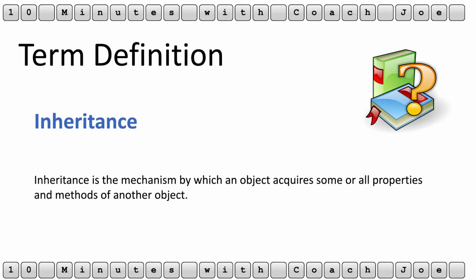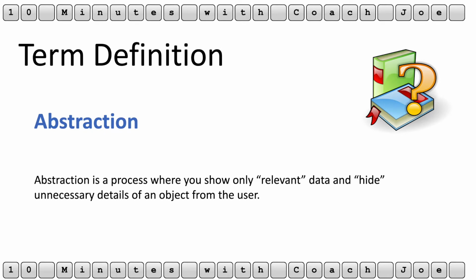Inheritance is the mechanism by which an object acquires some or all properties and methods of another object. It creates a parent-child relationship between the two classes. Abstraction means using simple things to represent complex things. Abstraction is a process where you show only relevant data and hide unnecessary details of an object from the user.